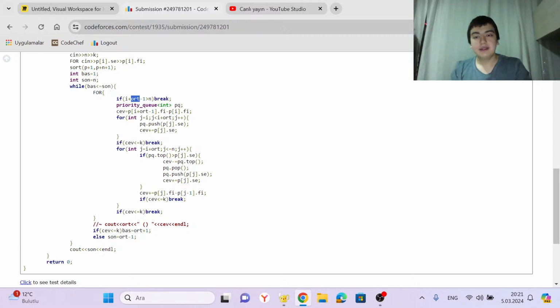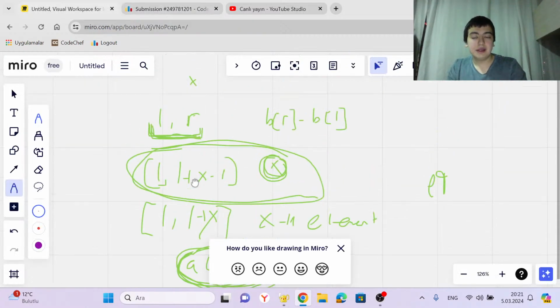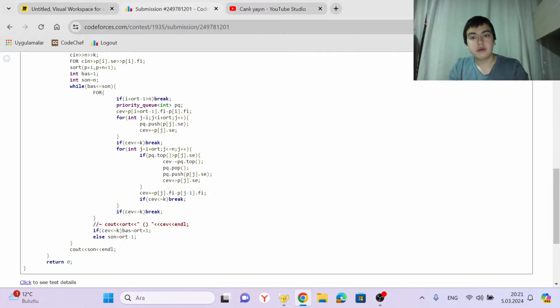So we are checking this ORT. This ORT means X, which we looked at in this board. So in this code, ORT means X. This for loop is going from 1 to n. I said if i plus x minus 1 is bigger than n, then I cannot choose x elements from i to n. There are no x elements because it is crossing the border. So I can't choose x elements, and I should break the for loop.